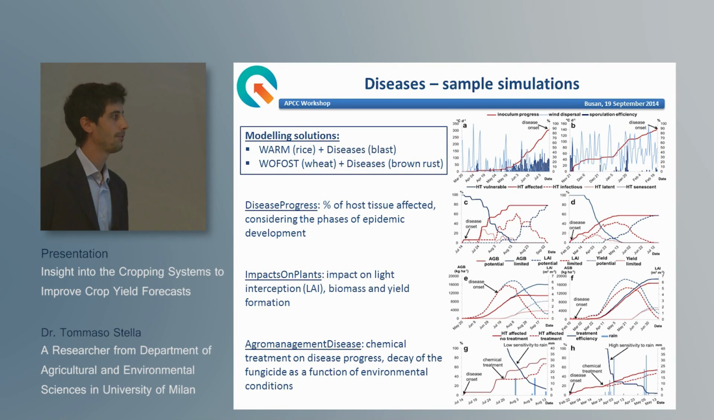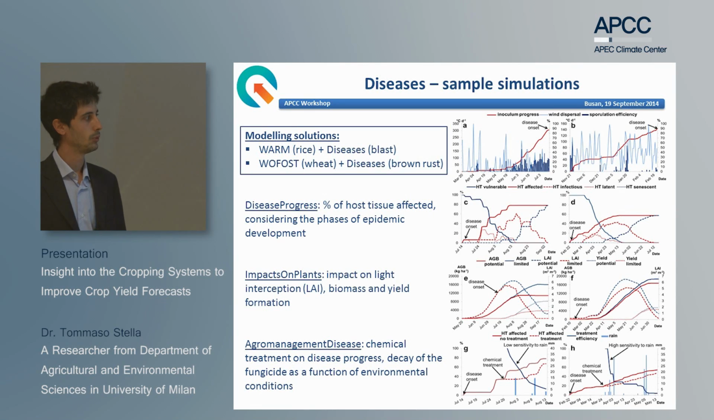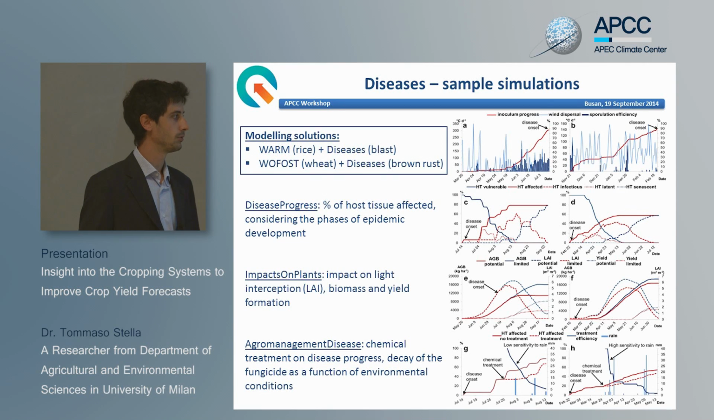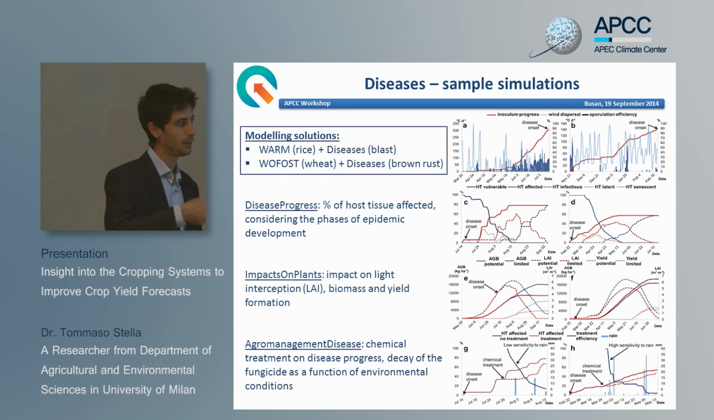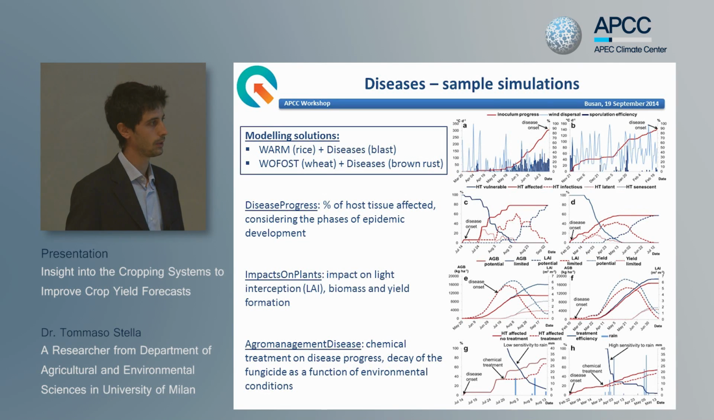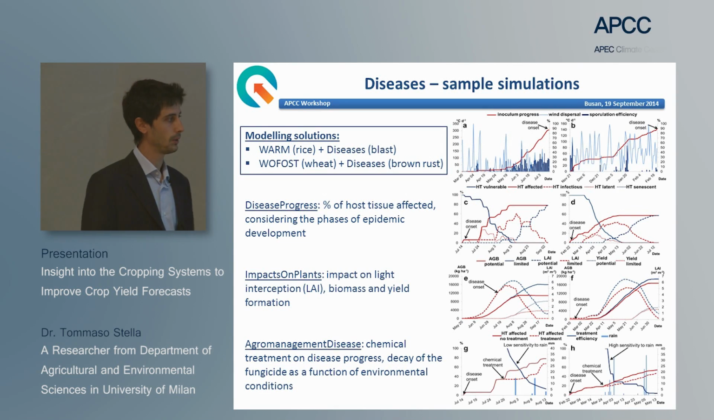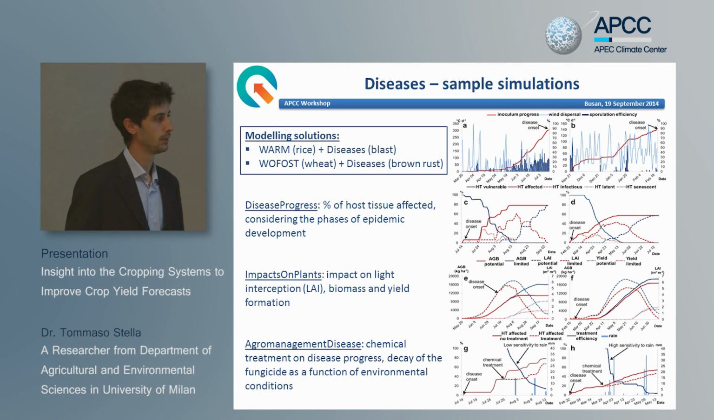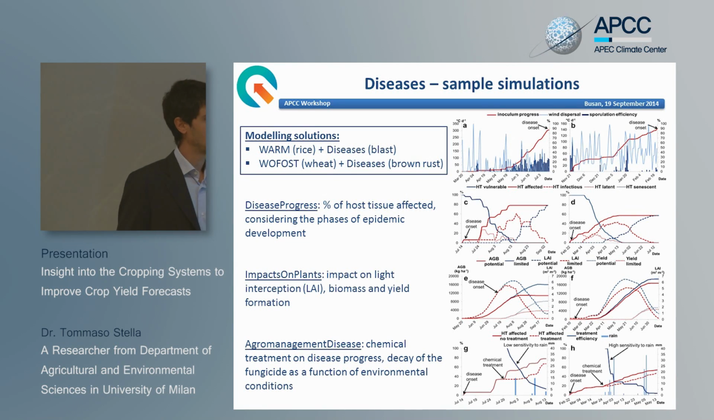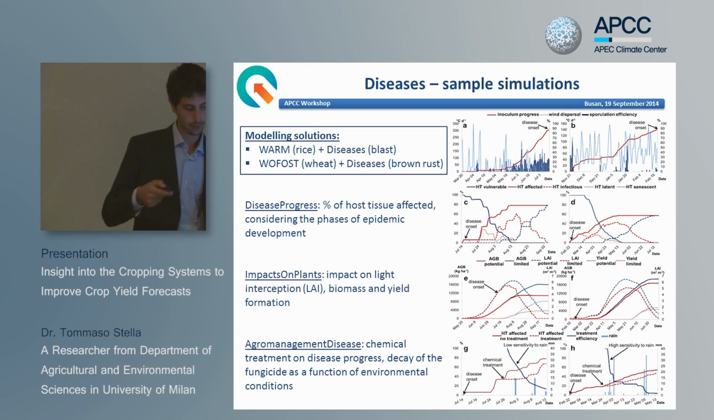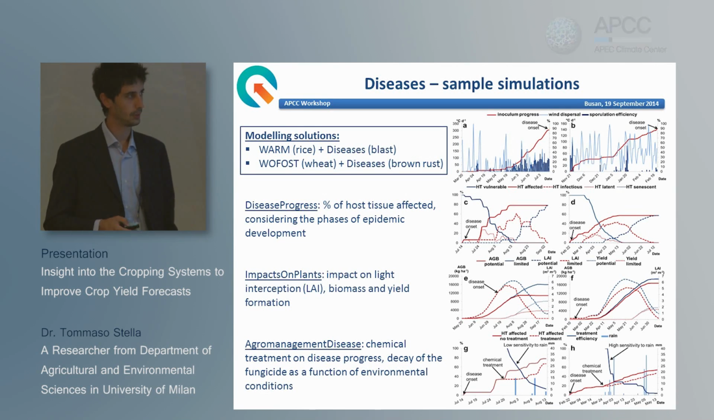And finally, the effect of the agromanagement simulated by the component agromanagement disease. And here we have a chemical treatment on the disease, which has a direct effect on the disease progress. We can see here the treatment and the difference between the potential, the biomass production with and without this treatment. And then it also calculates the decay of the agrochemical as a function of meteorological variables.